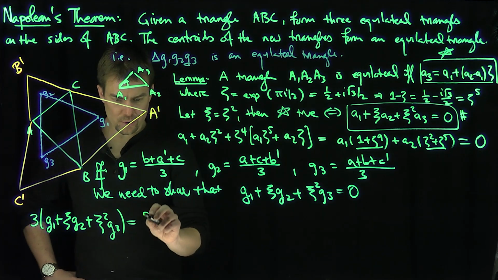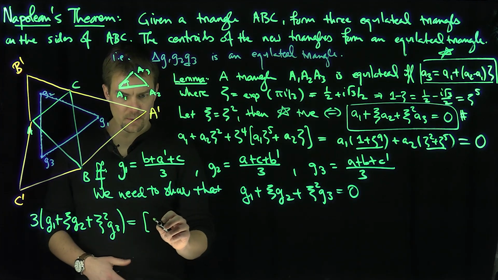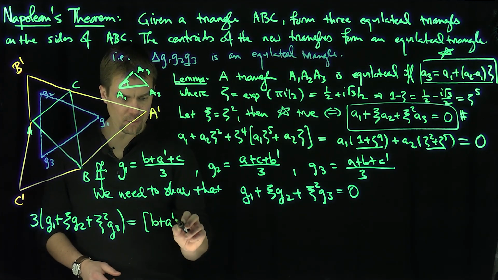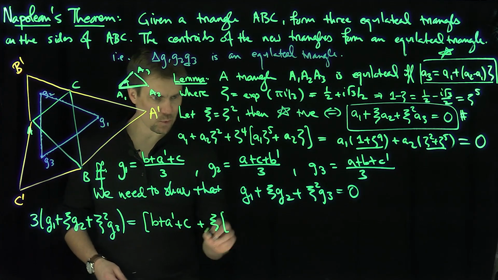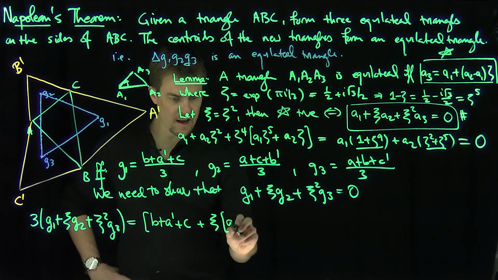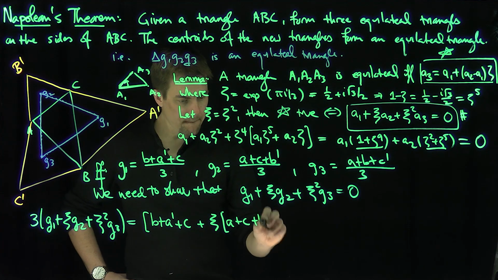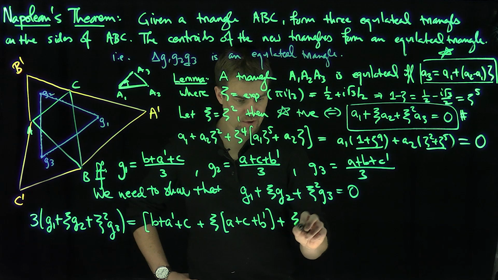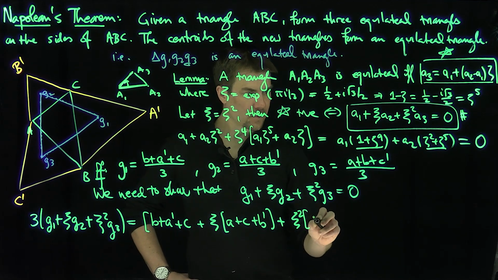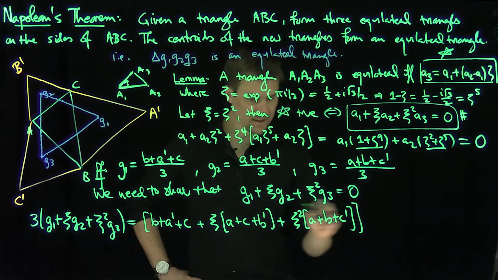It's going to be a whole bunch of terms, so let's just be very patient with this, right? So 3 times G1 is going to be what? Is going to be B plus A prime plus C, plus xc times what? G2, which is going to be A, and then plus C, and then plus B prime. Great. Plus xc squared times G3, which is A plus B plus C prime. That's exactly what we get.